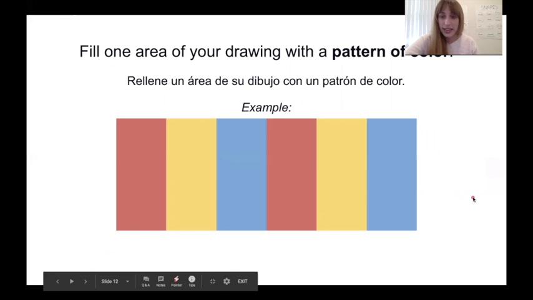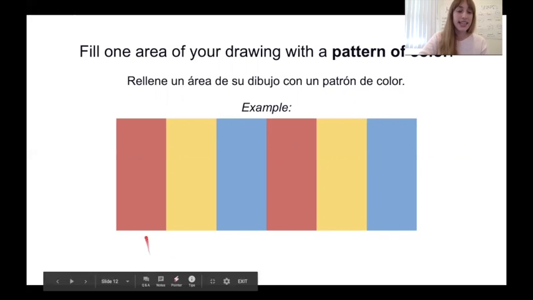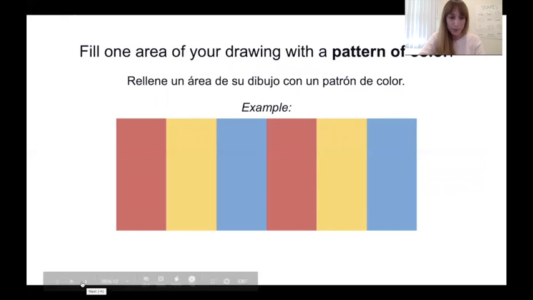All right, our next step is to fill one area of your drawing with a pattern of color, right? So a pattern is anything that is repeating. So what we have here is a pattern of red, yellow, blue, red, yellow, blue, right? So that would be an A, B, C pattern. So you can do this color pattern with whatever colors you want. If you don't have any colors, you can skip this step.